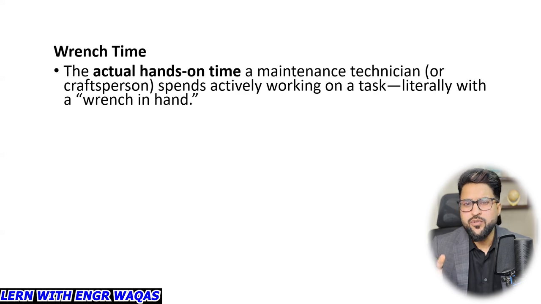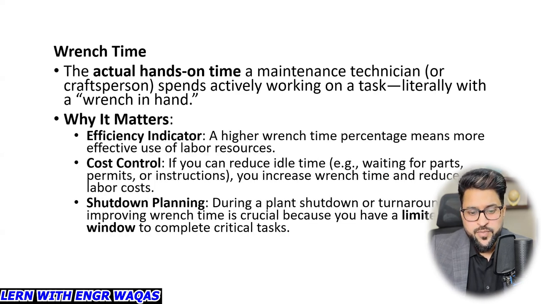This is very important if you are going to become a shutdown scheduler. Why does it matter? Efficiency indicator: a higher wrench time percentage means more effective use of labor resources. Cost control: if you can reduce idle time, when you are standby, not doing anything, right? That is called idle time. Waiting for parts, permits, or instructions, you increase wrench time and reduce labor cost. These terminologies like idle time, wrench time, downtime, and their impact on your project duration calculation are going to be one of the favorite questions asked in job interviews.